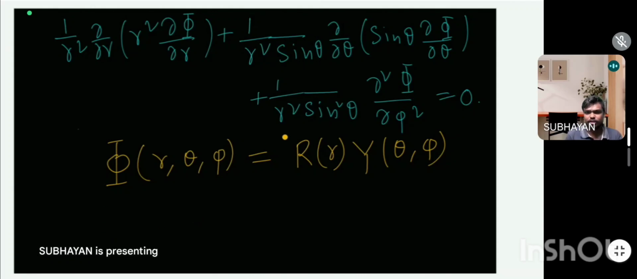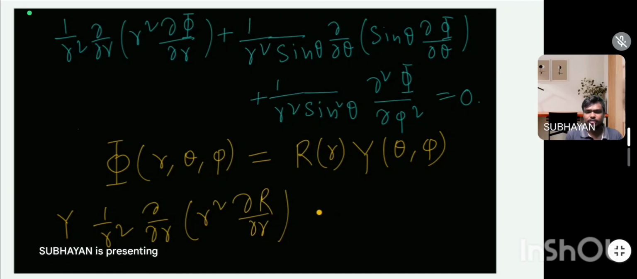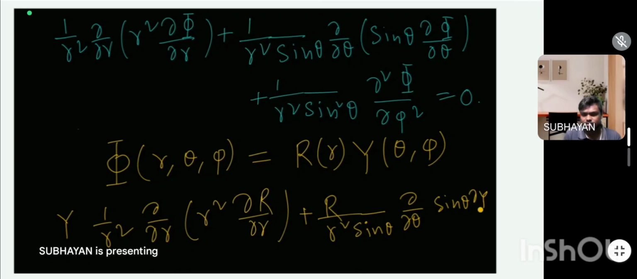So you can write, if you neglect this one, Y times del del r of r square del R by del r, plus R by r square sin theta del del theta of sin theta del Y by del theta, plus R by r square sin square theta del 2 Y by del phi 2, equals 0.